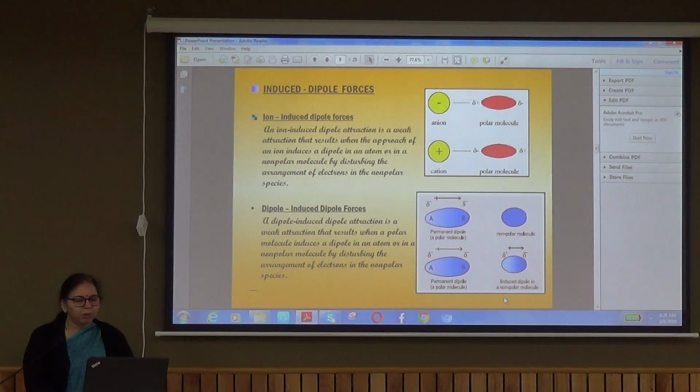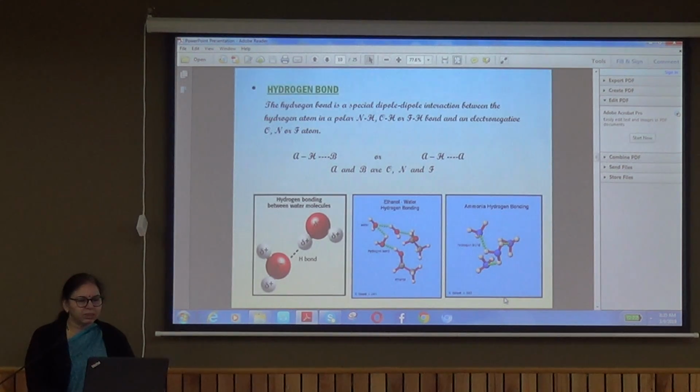Dipole-induced dipole forces. A dipole-induced dipole attraction is a weak attraction that results when a polar molecule induces a dipole in an atom or in a non-polar molecule by disturbing the arrangement of electrons in a non-polar species.